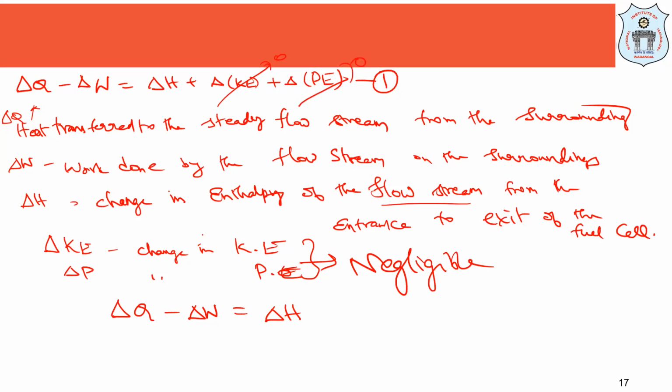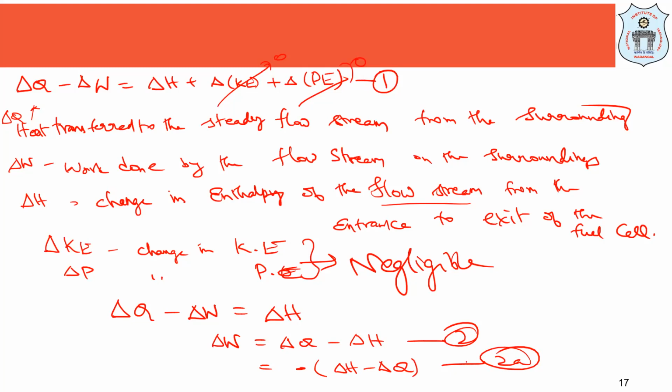And if del Q minus del W equals del H, you can rewrite it as del W equal to del Q minus del H. Let it be equation number 2, or you can take the minus outside, meaning delta H minus delta Q, as equation number 2a. And what is delta W? It is the work done, right? Work done by the flow stream on the surrounding.